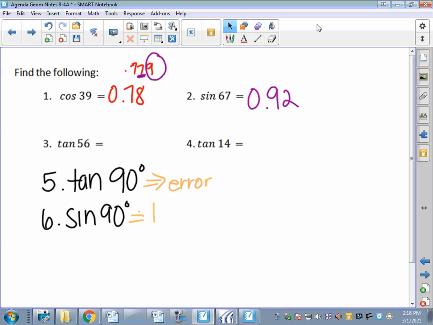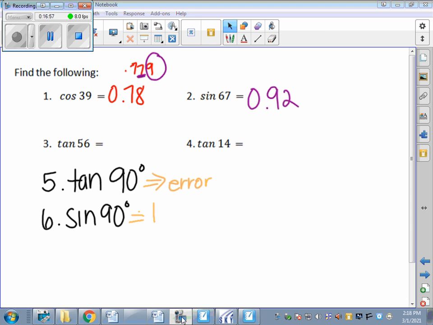So that's it for section 8.4a: identifying your opposites, adjacents, and hypotenuses and using SOHCAHTOA, and then using your calculator to evaluate. So thanks for sticking around for 8.4. That is it.